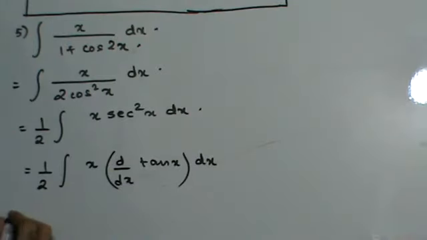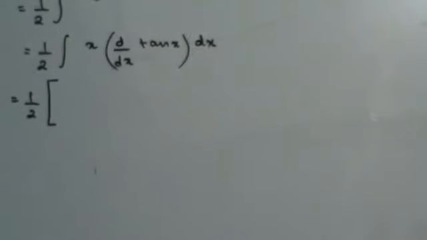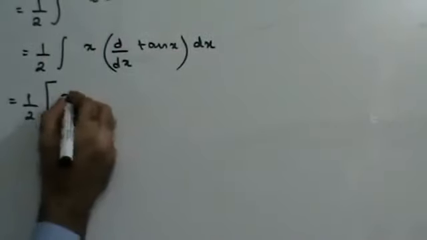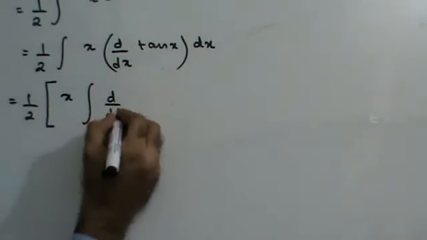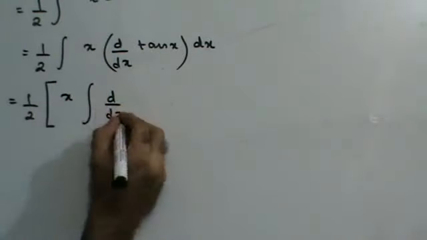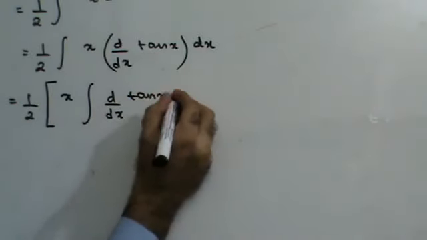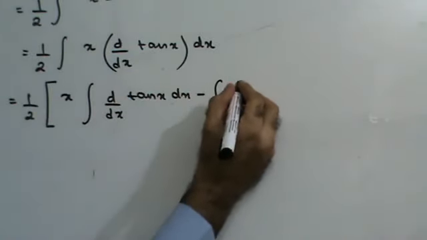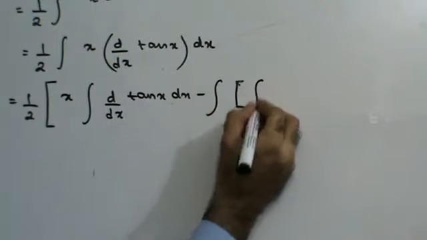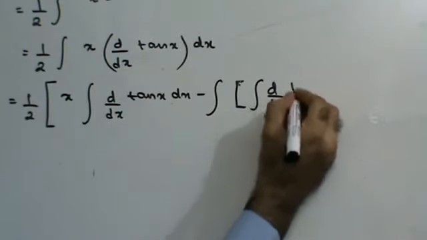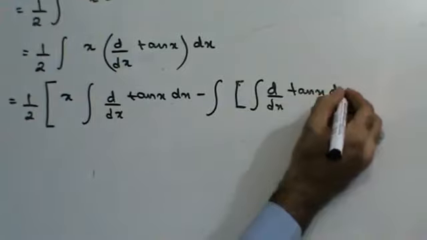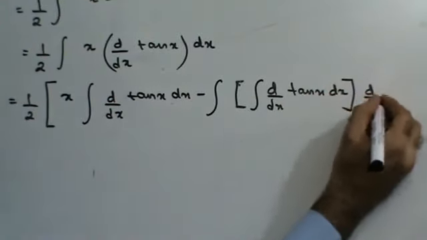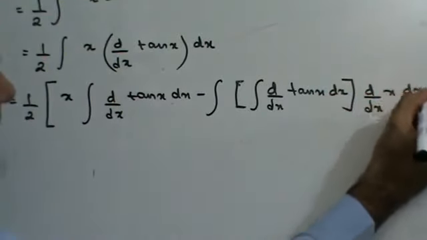Right? Now apply UV, integration by parts. Whenever you have a term and another term is a derivative, then the derivative term is always v. So this is going to be u integral of v minus integral of v derivative of u dx.